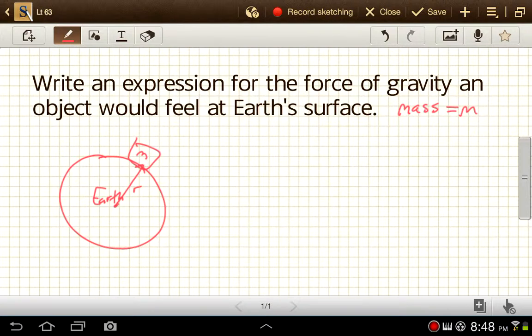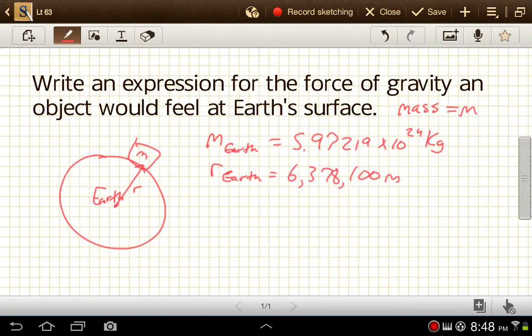We also need to know that the mass of the Earth is equal to 5.97219 times 10 to the 24th kilograms, and that the radius of the Earth is equal to 6,378,100 meters. That's an average, because of course we have high points and low points on the surface of the Earth, so that would vary a little bit depending on where you are.